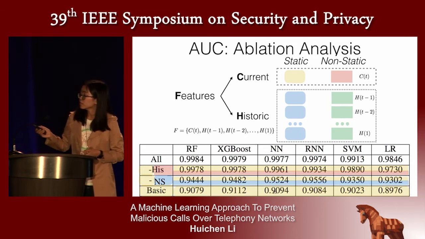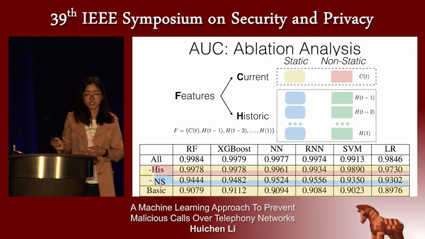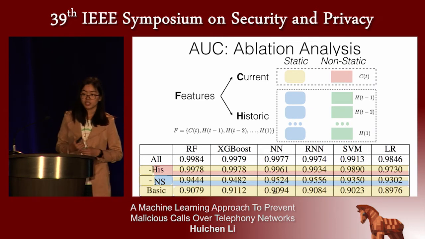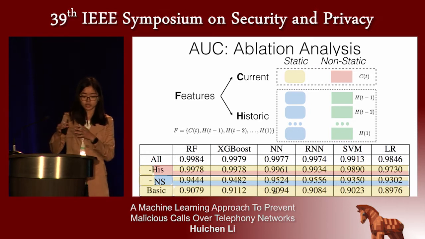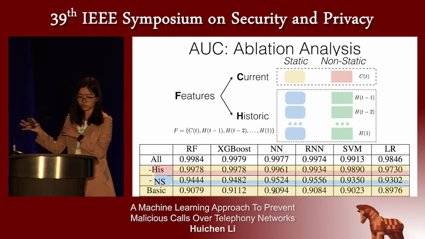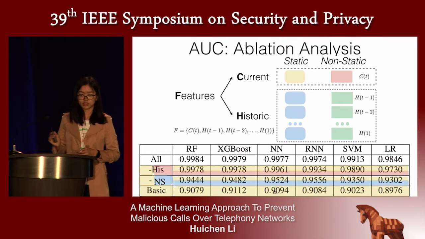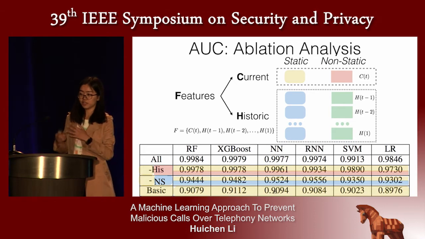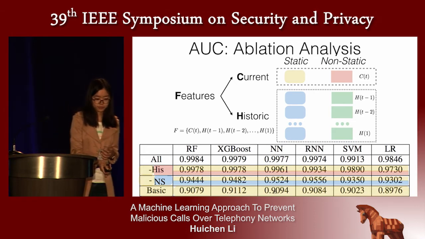As you can see, the performance is best if we use all the features as expected. But if you want more efficiency in computation, you can just use the current static and non-static feature vector, and we don't consider the historic features. And you can see the AUC scores are very similar to if we use all the features.